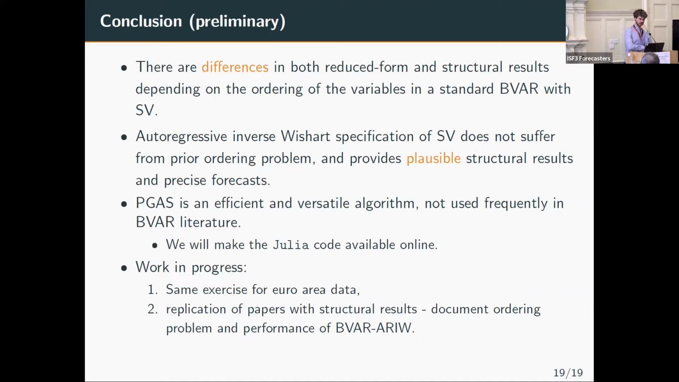What is work in progress is that we're doing the same exercise for the euro area data. And we're working on a replication of a published paper that does some structural exercise using a model with stochastic volatility. We want to show that when you change the ordering of the variables in this paper, you really get different results. This is work in progress, and hopefully after our summer holidays we will finish it.